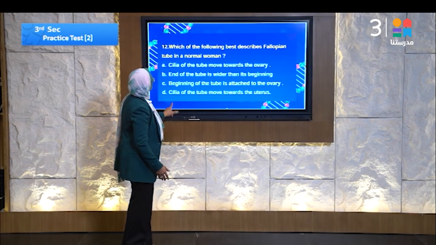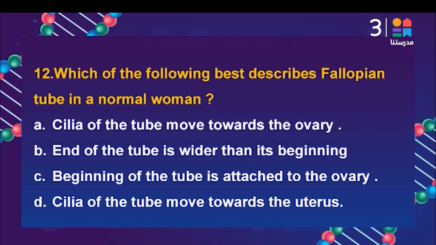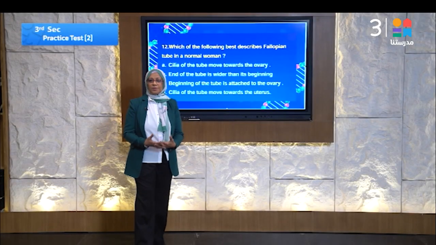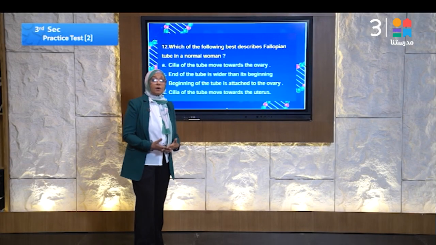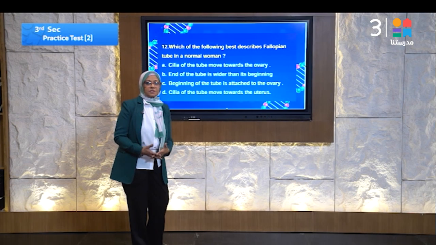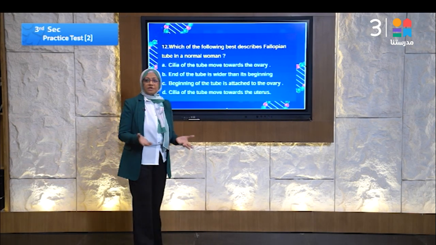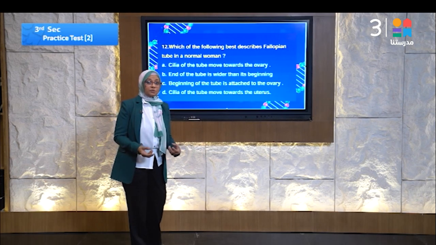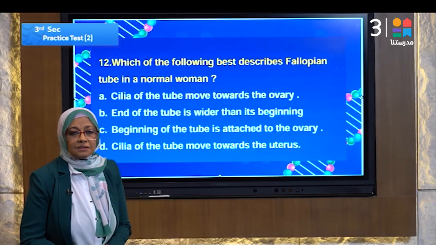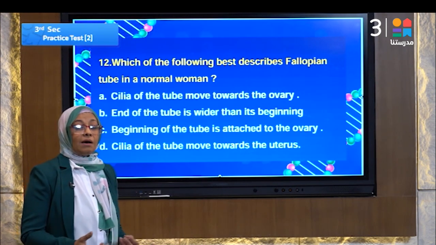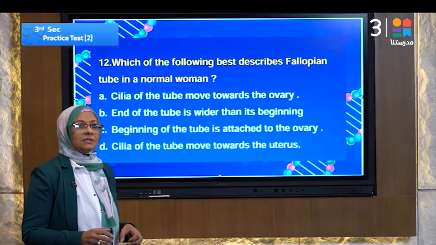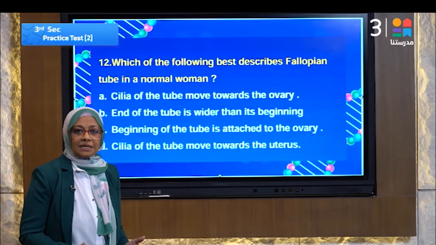Let's go to 12. Which of the following best describes the fallopian tube in the normal woman? Where are the fallopian tubes? The fallopian tube is a part of the female reproductive system. The female reproductive system consists of 2 ovaries, 2 fallopian tubes, 2 fallopian funnels, and other parts. Where are the fallopian tubes found? Inside the abdomen of the female.